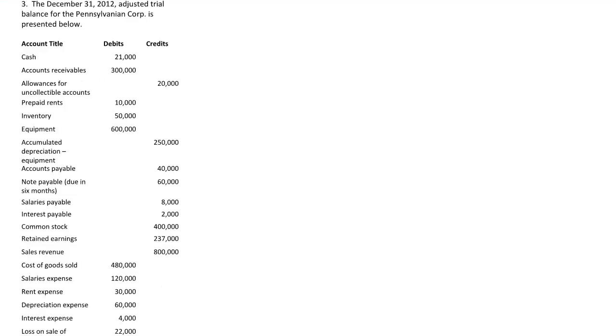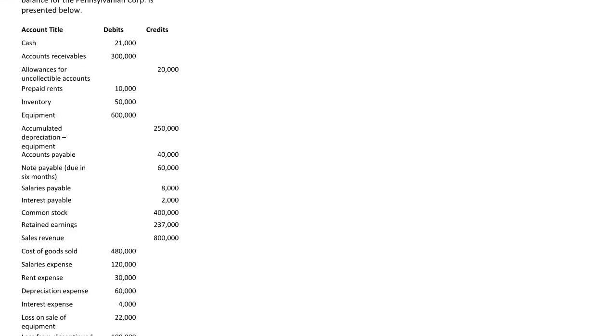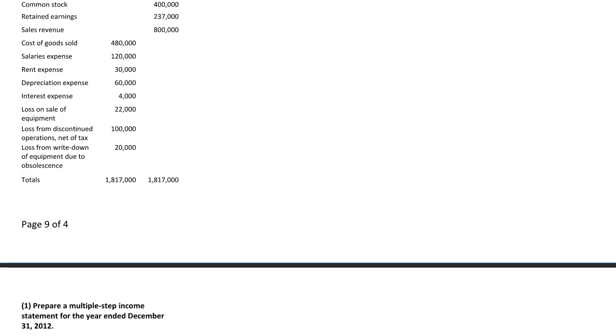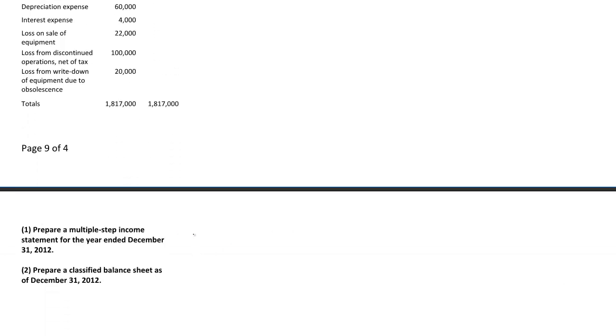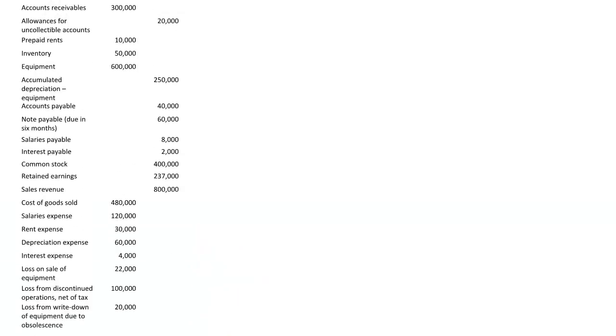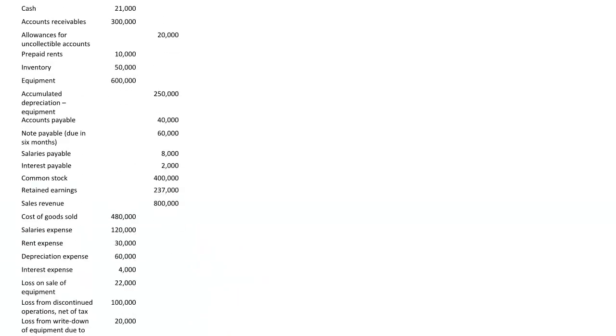For the rest of these problems, I'm going to let you go ahead and work on these. Here in problem 1, you're looking at a multi-step income statement and a classified balance sheet. You can find the multi-step income statement on page 173 of your textbook, so you can go through and look at the classifications. And the classified balance sheet you can find on page 116. There's a good example of each of the classifications. Just the key differences here.